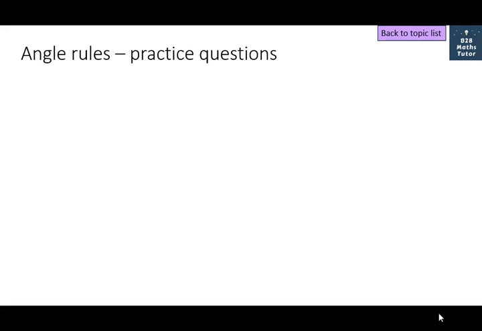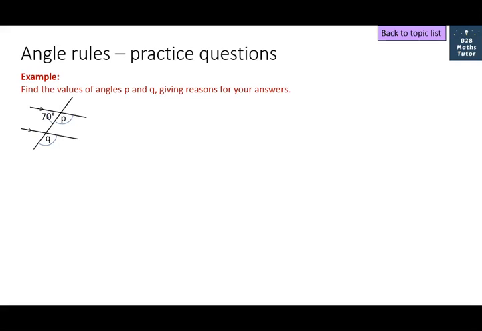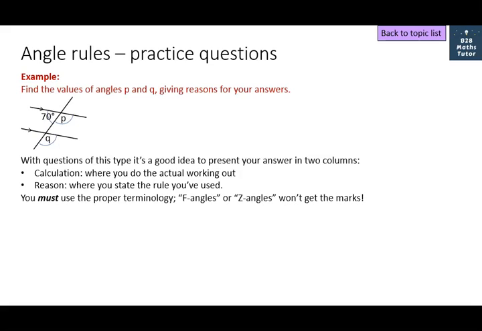Now some questions to practice these rules. An example first. So if you were asked to find the values of angles P and Q in this diagram, giving reasons for your answers, this is a good way to do it. Present your answer in 2 columns. So first of all, the calculation or the statement, and then the reason for making that statement or doing that calculation. And as I mentioned on the previous slide, you cannot say F angles and Z angles. You won't get the marks if you do that. You must use the proper terminology.